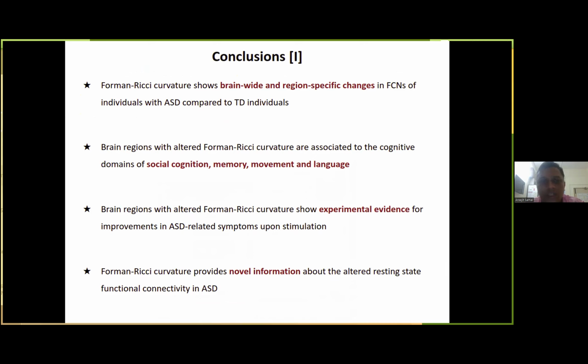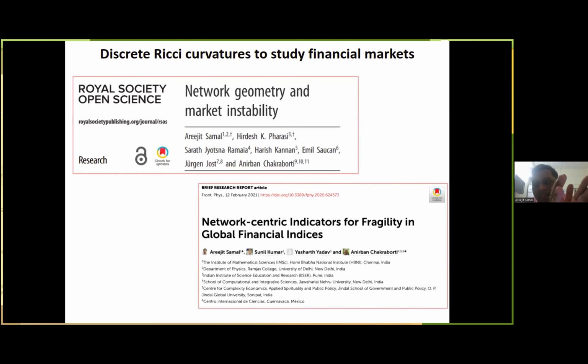We found brain-wide and region-specific changes in the functional connectivity network of individuals with ASD compared to typically developing individuals. Brain regions with altered Forman-Ricci curvature are associated with cognitive domains such as social cognition, memory, movement, and language. Brain regions with altered curvature are also associated with ASD-related symptoms upon stimulation. That is the independent validation using non-invasive brain stimulation studies. And Forman-Ricci curvature provides novel information about altered resting state functional connectivity in ASD. With that, I'll just quickly summarize some work we have also applied to financial markets.